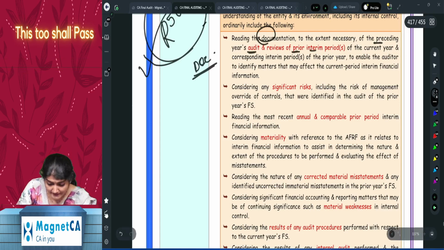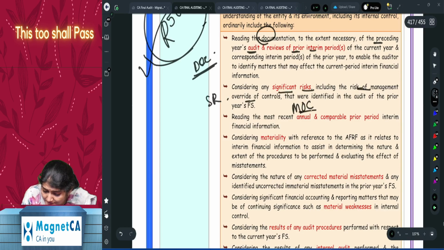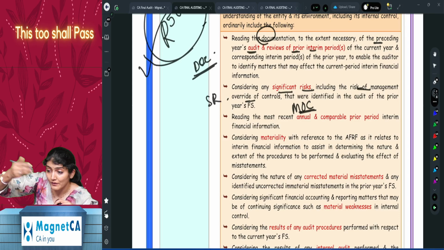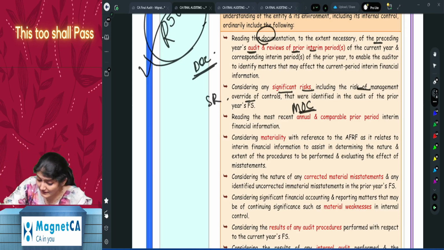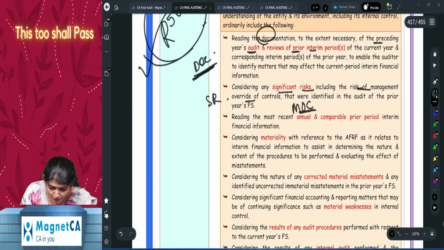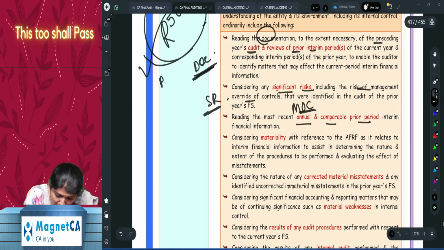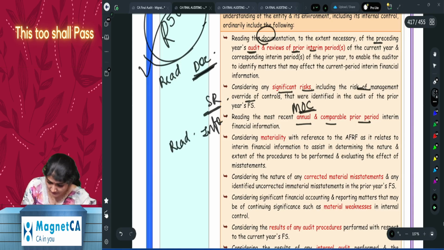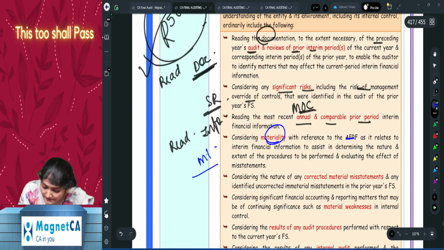Then it says consider any significant risk, including the risk of MOC. Did I teach you this term today? Management override of control, recording fictitious and bogus journal entries. So one, you read the documentation. Second, you consider the significant risk. Third, you read the most recent annual and comparable prior period information. Then you consider the materiality with reference to the AFRF. Then consider the nature of any corrected material misstatement and the uncorrected immaterial misstatement in the prior year.